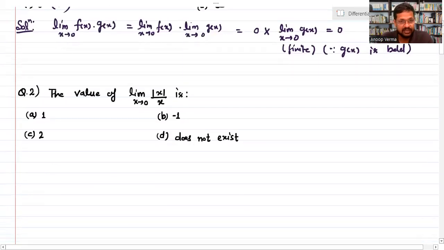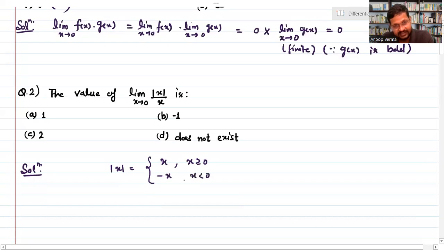Next, the value of the limit when x tending to zero of mod of x upon x. Let us see how we write the modulus function. We know that mod of x is x when x is greater than or equal to 0, and it will be minus of x when x is less than 0, because we are talking about the absolute value of x. So we will not take a negative value. For that, if x is negative, we have to multiply by this minus here.